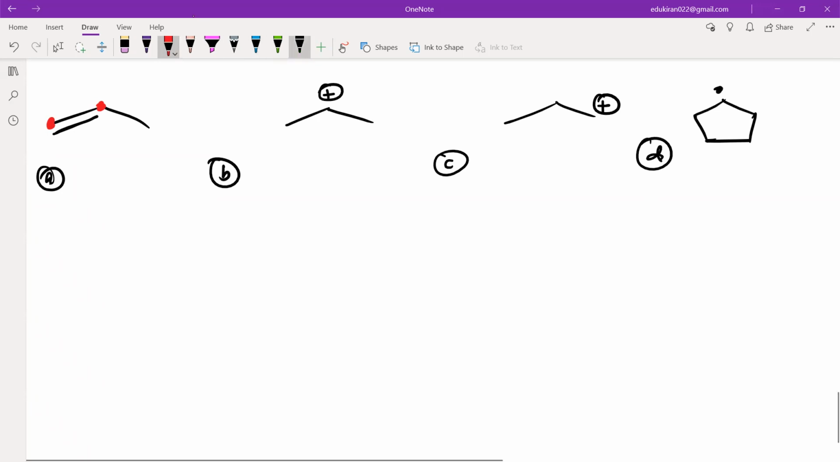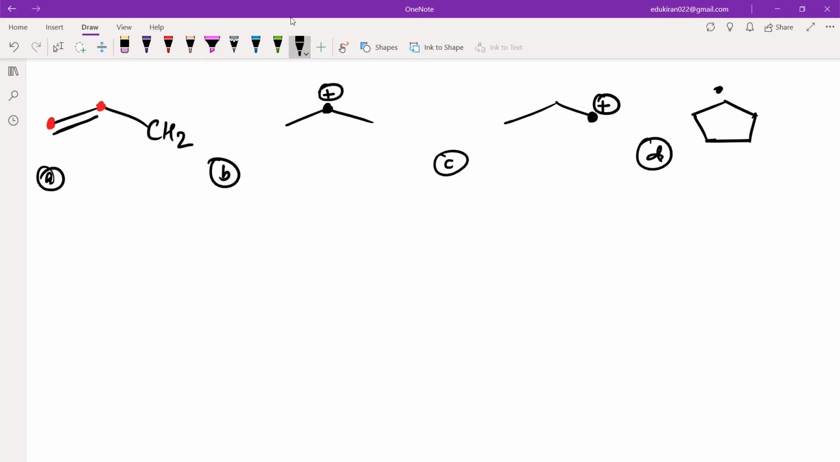What about B? Which carbon is sp2: 1, 2, or 3? Second carbon. What about C? Third one. And here, this is the carbon which is sp2 hybridized. So you can identify the sp2 hybridized carbon atom. Now, alpha carbon means adjacent carbon. So if I talk about the alpha carbon, then this will be the alpha carbon, adjacent to sp2.